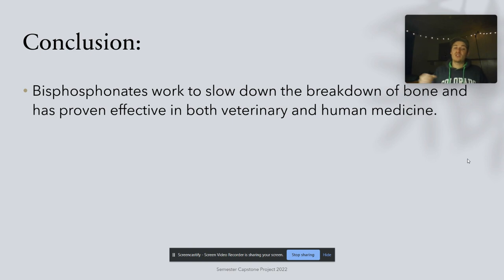So ultimately, bisphosphonates work to slow down the breakdown of bone, and have proven effective in both the veterinary and human medicine industries, as well as further enhancing the quality of life for patients who suffer from a disease caused by the breakdown of bone or other cellular diseases.